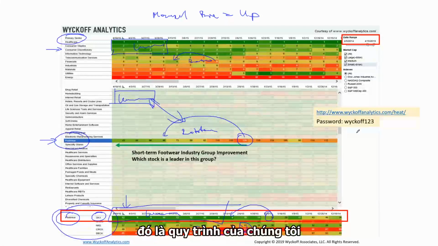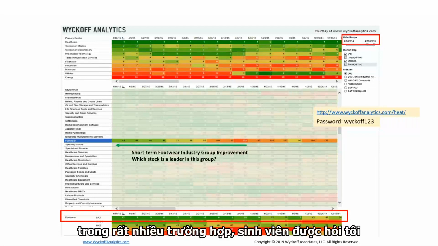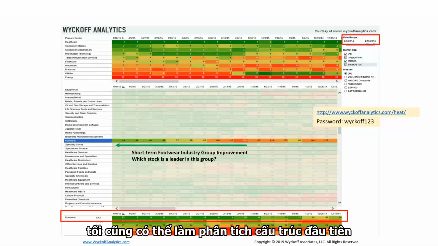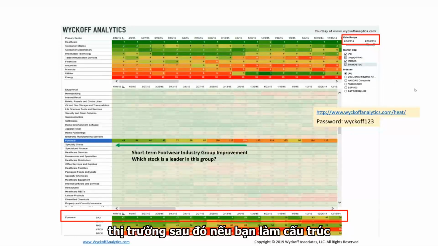That's our process. We are using the concept of relative strength as a filter mechanism to get to the stocks that are right away showing some presence of institutional activity. And then we start analyzing the structure. And then we start analyzing supply and demand. In a lot of cases, students ask me, well, can I do structural analysis first and then relative strength? You definitely can, but imagine that if you want to look through the whole market, then if you do the structure first, it's going to take you more time. All right, so use this for sure.